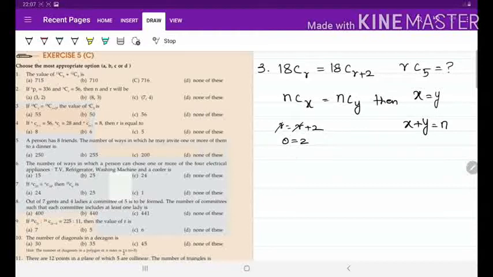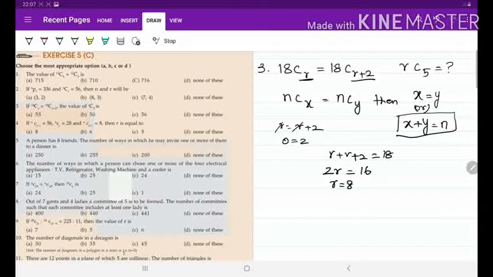So let's try x plus y is equal to n. Here value of x is r and value of y is r plus 2, which is equal to 18. Value of n is 18, which gives 2r is equal to 16. So r is equal to 8.